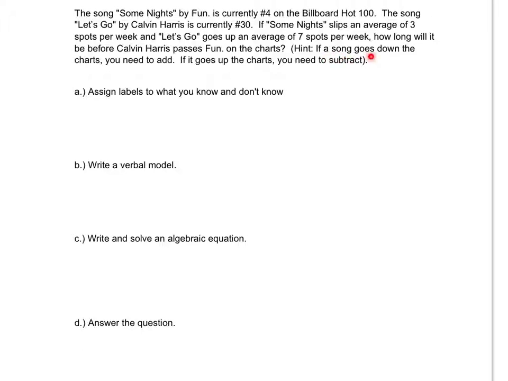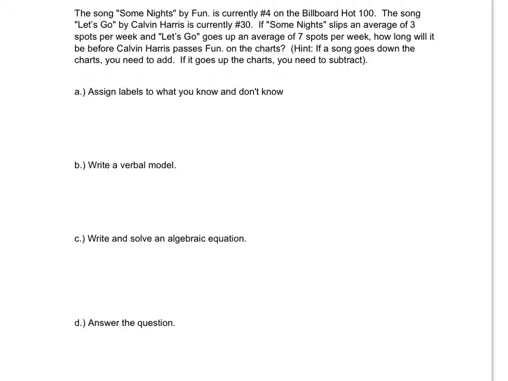Okay, and that gives you a hint. If a song goes down the charts, you need to add. If it goes up the charts, you need to subtract. Now let's think about that. If a song is going up the charts, then that means its number is getting lower and lower. It's going up the charts toward number 1, because the highest spot on the chart is number 1. If you go down the charts, then you're going toward the number 100. So that's why if you go up the charts, you need to subtract numbers, and if you go down the charts, you need to add.